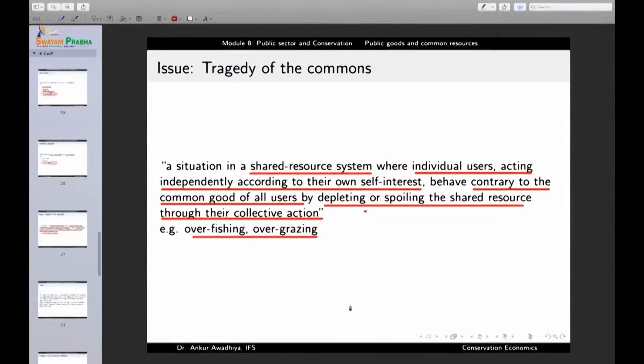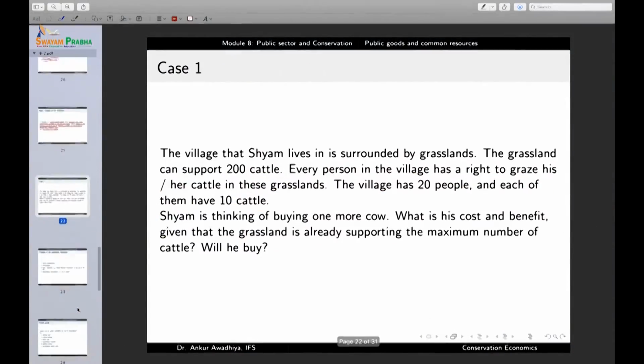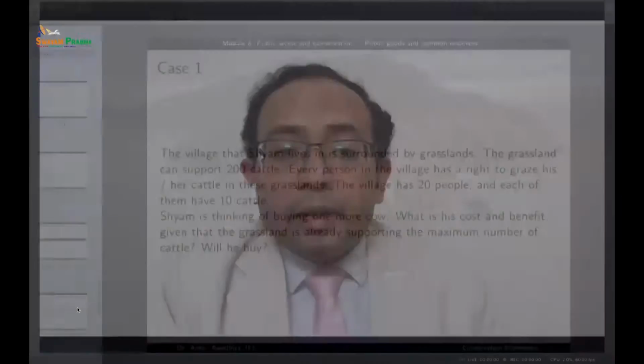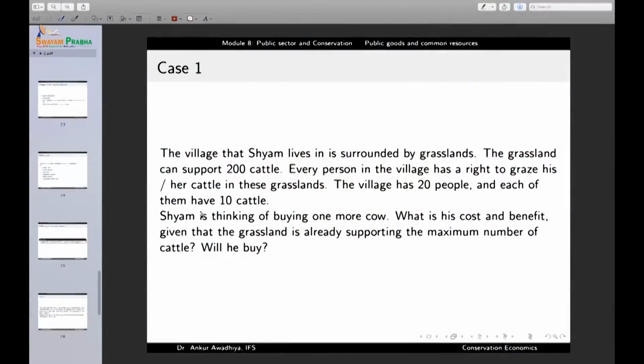But in this case, everybody is acting in their self-interest. Everybody is doing rational thinking, but still the resource gets depleted. So this is the tragedy of the commons. And we have looked at this example that everybody in this village would want to have one extra cow. But when everybody is acting in their own self-interest through rational thinking, acting independently, they destroy the whole of the resource. So this is tragedy of the commons.